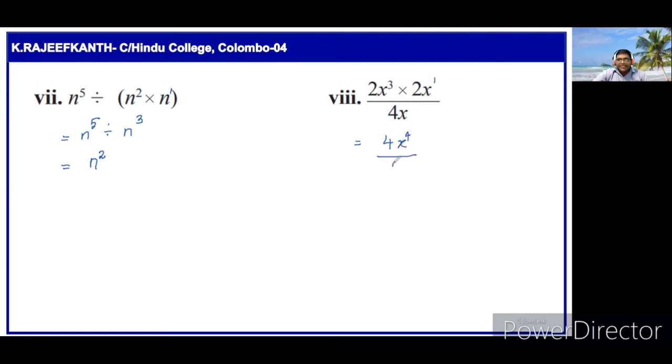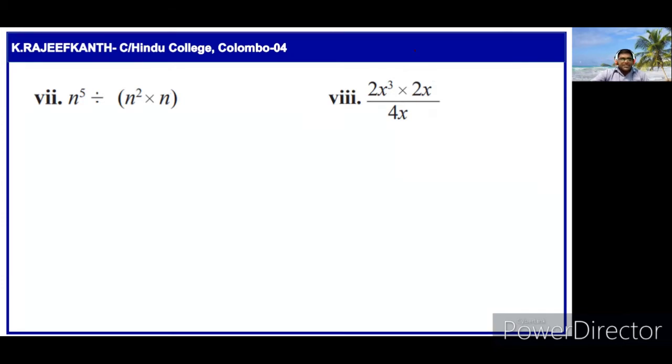The denominator, the 4x. Now we can divide this 4 by 4. Then 4 by 4 is equal to 1. Then x to the power of 4 divided by x to the power of 1. Then we can subtract this index, then x to the power of 4 minus 1, 3. We don't need to write the coefficient of 1. Normally, if the coefficient is 1, we are not writing that.